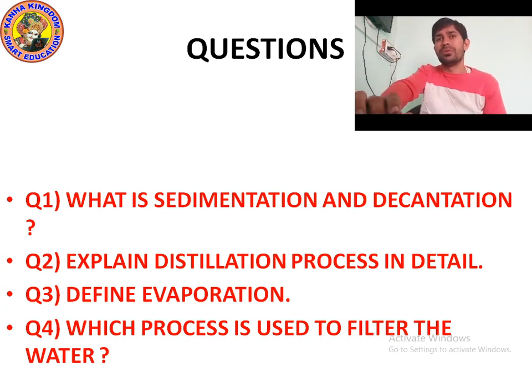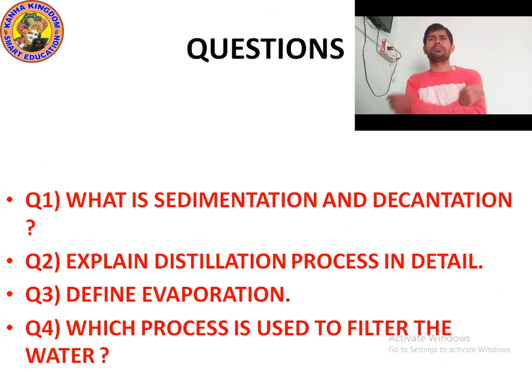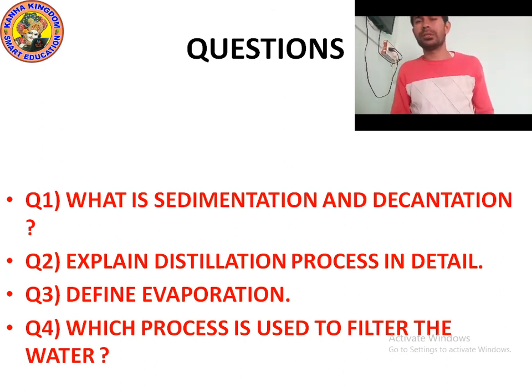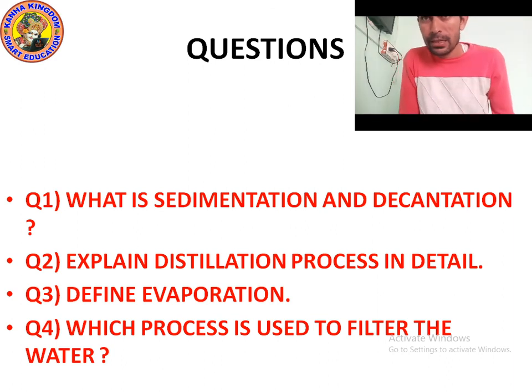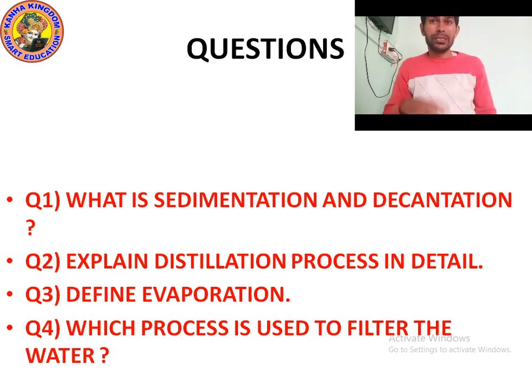Now question number 4. Which process is used to filter water? Filtration process is used to filter the water. So what is filtration? Filtration is a process that separates the solid particles from liquid or gas by passing the mixture through a filter. I hope you understood. Filtration is a process that separates the solid particles from liquid or gas by passing the mixture through a filter paper.